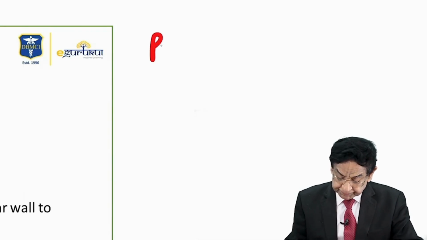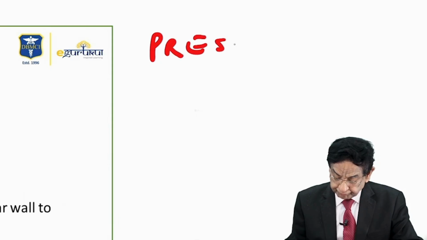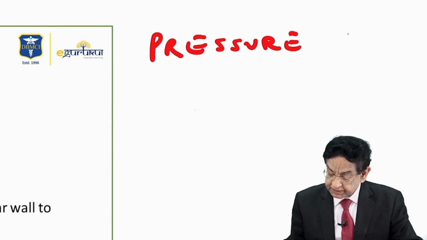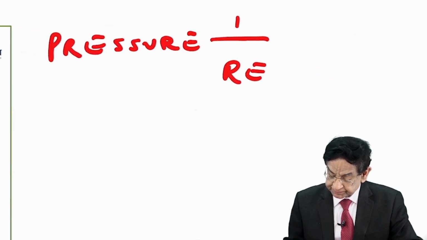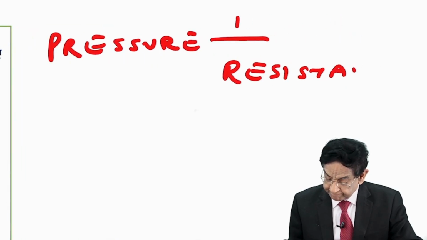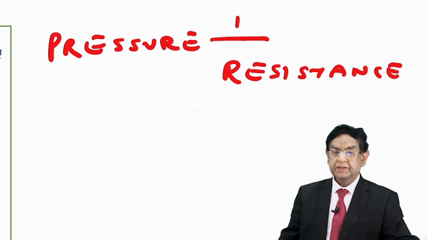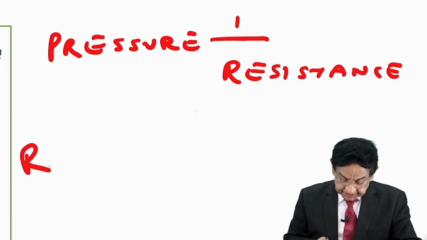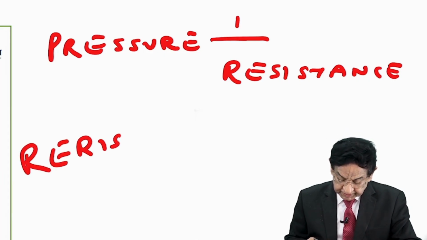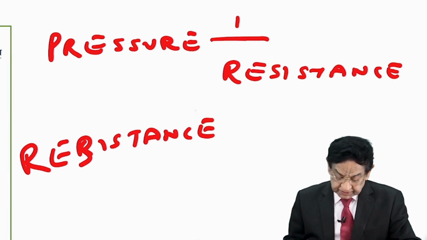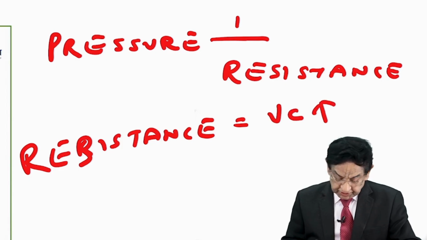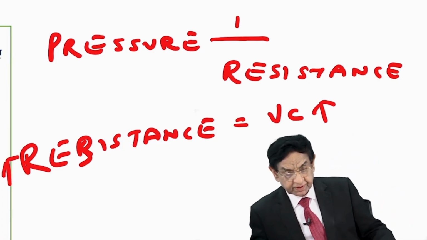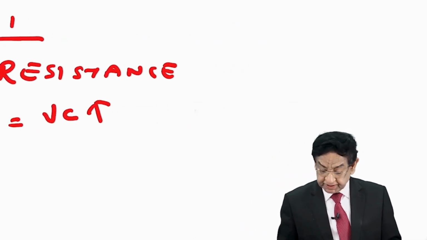Pressure is inversely proportional to resistance. Okay, resistance is due to vasoconstriction. More vasoconstriction, more resistance. Okay, how come?